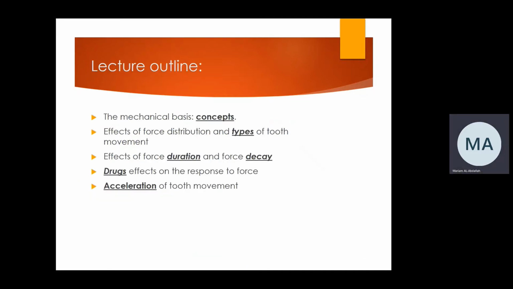So we're going to start by giving you some definitions and concepts related to the mechanical basis of orthodontic tooth movement. It's important to understand the different types of tooth movement, the force magnitude, duration, and decay, and how drugs can affect the response to forces and their effect on tooth movement, and the different attempts that were made to accelerate tooth movement.